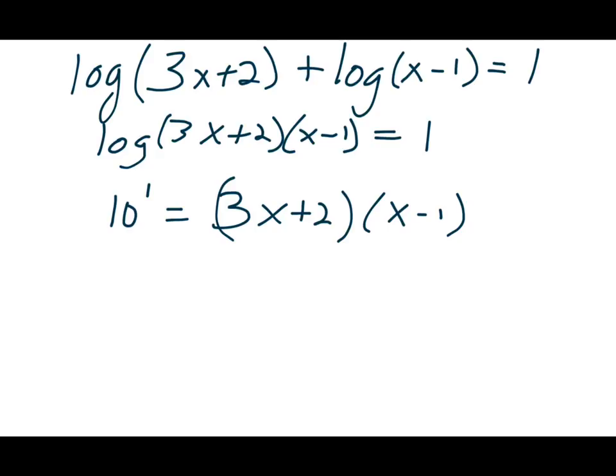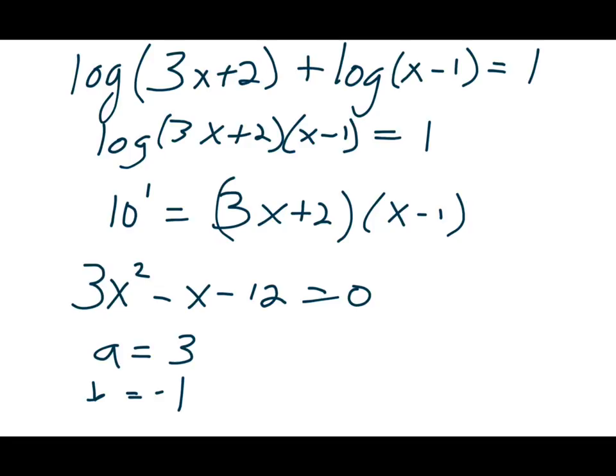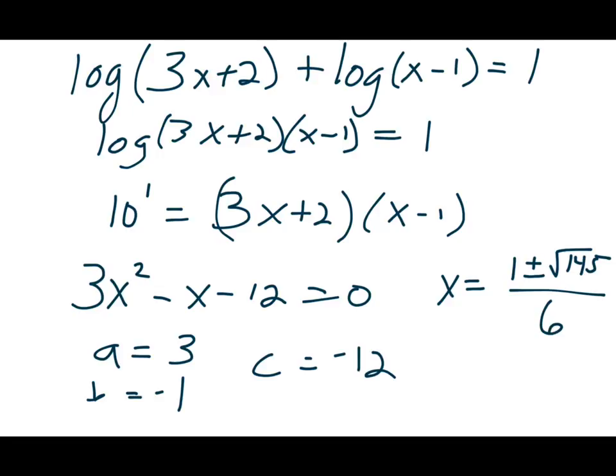I'm going to multiply all that together and combine them down. I'm going to skip a few steps here. I get 3x squared minus x minus 12 equals 0. And if we use the quadratic formula with a equal to 3, b equal to -1, and c equal to -12, we get two solutions. I'm assuming you know how to do the quadratic formula. Again, we get 1 plus or minus the square root of 145 over 6.